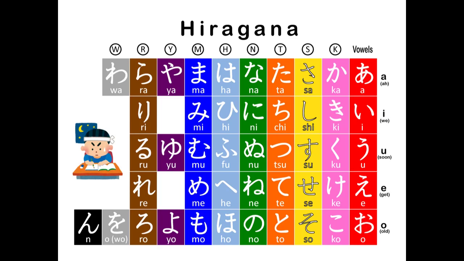Now, every other syllable on this chart is kind of a marriage, I guess you could say, between a consonant, K, S, T, N, H, M, Y, R, and W, and the vowel that is also in the column there. So for example, here we have K and A. This gives us ka. K and I, which gives us ki. So you can use this and look up any syllable on the chart and figure out how it's pronounced.